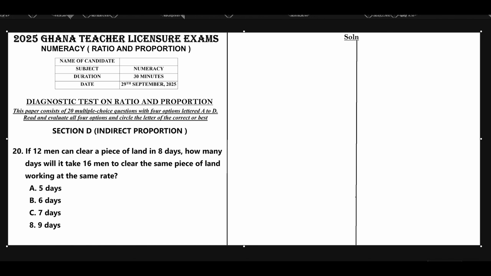Question 20. This is the last question under this particular test. If 12 men can clear a piece of land in 8 days, then how many days will it take 16 men to clear the same piece of land, working at the same rate? So first of all, we need to identify the quantities given in the question. So we have some number of men working for some number of days.